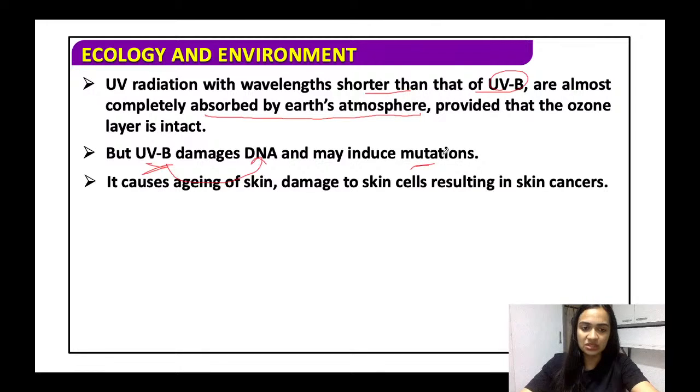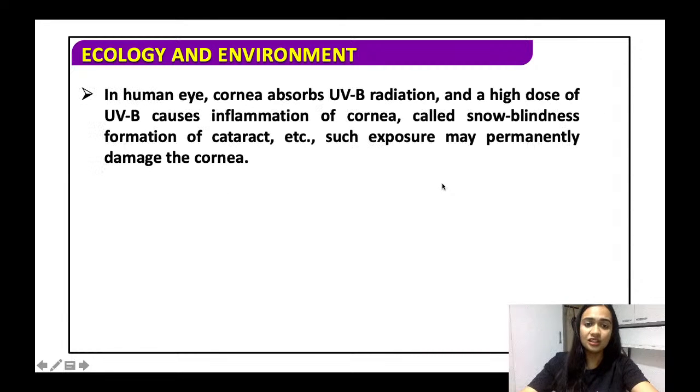सबसे harmful UVB होती है, and this may cause skin cancer, alright, और अगर ओज़ोन लेयर बहुत थिन हो तो क्या होता है, क्योंकि थिन प्रोटेक्टिंग है तो ये यूवी भी ईज़ीली एंटर कर सकता है. So even in your human eye, your cornea absorbs UVB radiation, and a high dose of UVB can cause inflammation, that means the degradation of cornea, and it will lead to a process of slow blindness or even formation of cataract. So such exposure may permanently damage your cornea.